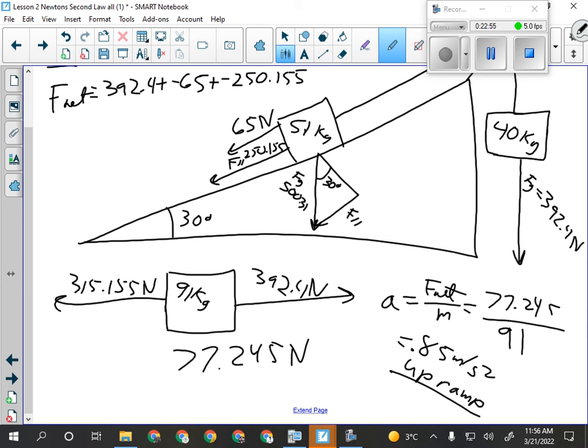Why can I write a vector? It asked about a specific part of the system. It said specifically the 51 kilogram mass. Therefore, I can say it's accelerating up the ramp. But if it said the system, then I'd only be able to say 0.85 meters per second squared. All right? A question like that has been on the final exam every year.